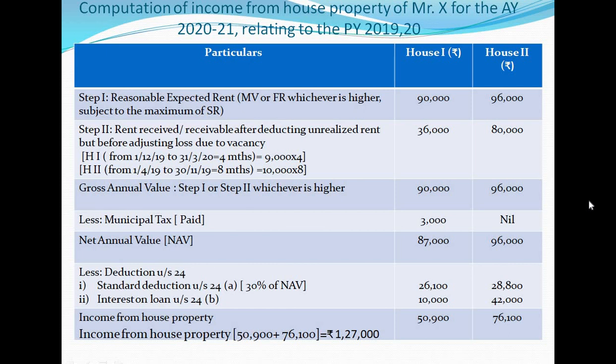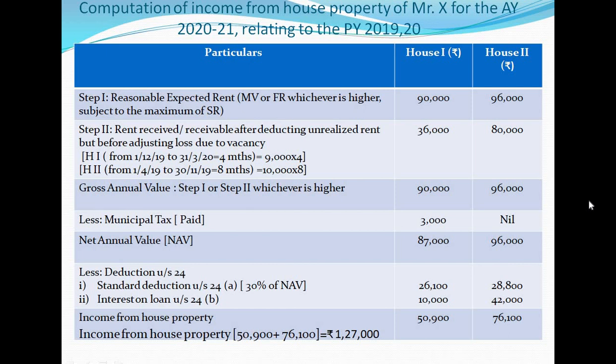For house 1, the house has been let out from 1/12/2019 to 31/3/2020. So it means that for house 1, the house was let out for 4 months. The rent per month is 9,000. So 9,000 into 4 will get 36,000. And for house 2, the house was let out from 1/4/2019 to 30/11/2019. So it will be 8 months, and the rent per month is 10,000. So 10,000 into 8 will be 80,000. So the rent received for house 1 is 36,000 and the rent received for house 2 is 80,000.